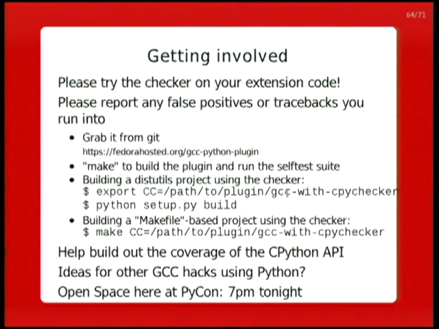Please, if you have extension code, try the checker on it. If you found bugs with it, tell me, that's great. If you ran into false positives, let's try and fix that, or at least minimize the damage. There are some instructions on how to do that on screen. And if you've got ideas for other compiler hacks using this, now that we can hack on the compiler using Python, that'd be great.